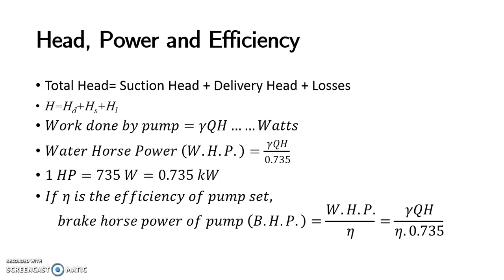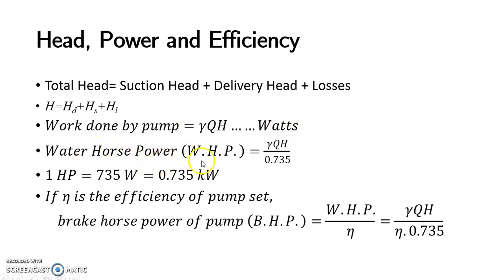When it comes to a pump and pipe systems, total head to which the pump should work should be equal to suction head plus delivery head plus losses. All these things are expressed in terms of meters, or in turn H is equal to HD plus HS plus HL. Most of the times we consider only the major losses here. Work done by the pump is gamma into Q into H, which is expressed in terms of watts, divided by 1000 will give you the values in terms of kilowatts.